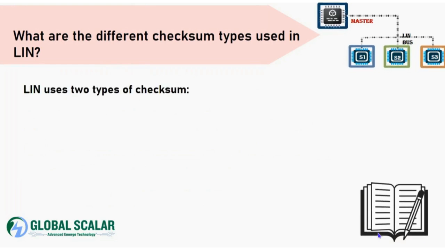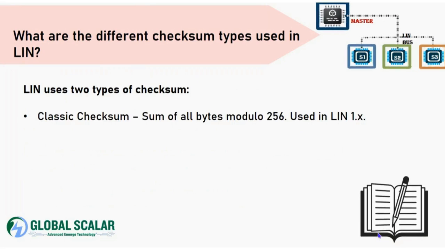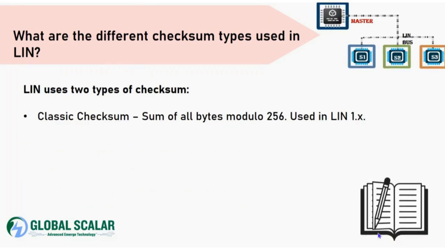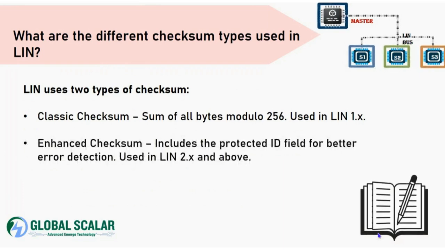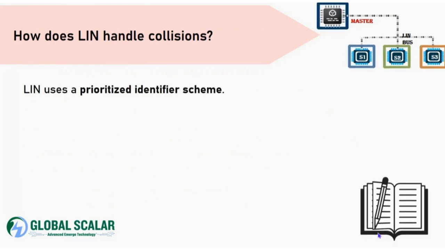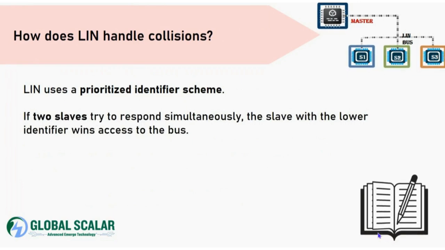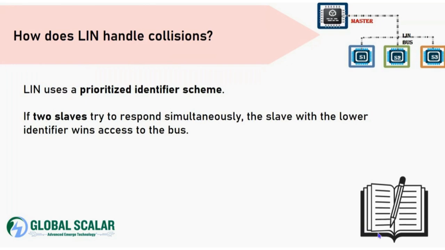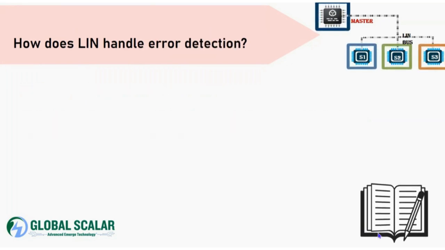What are the different checksum types used in LIN? LIN uses two types of checksum: classic checksum, the sum of all bytes modulo 256, used in LIN 1.x, and enhanced checksum, which includes the protected ID field for better error detection, used in LIN 2.x and above. How does LIN handle collision? LIN uses a prioritized identifier scheme, and if two slaves try to respond simultaneously, the slave with the lower identifier wins access to the bus.